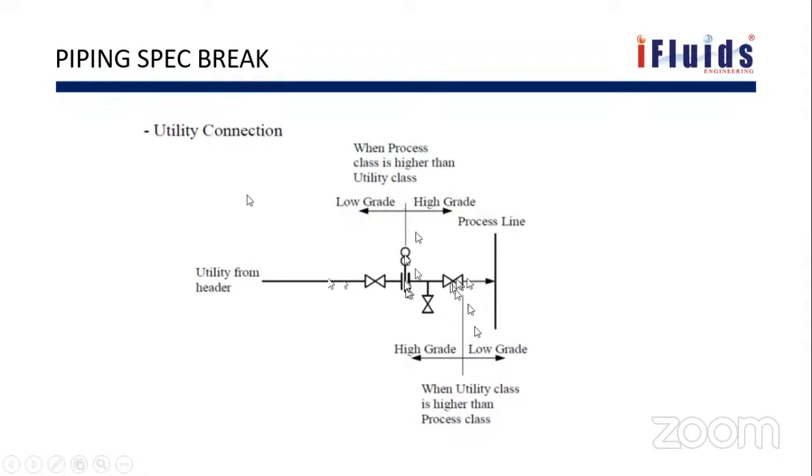So here you will have positive isolation. This we already saw, double block and bleed. Such isolation will be provided because this will be used only when the process is off.